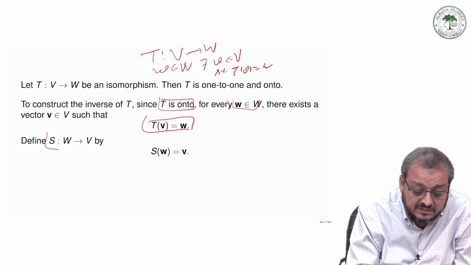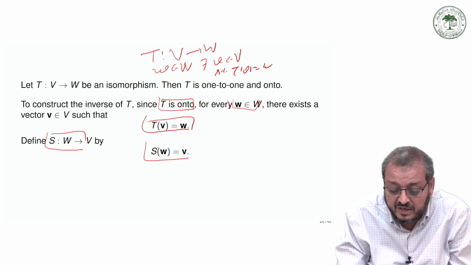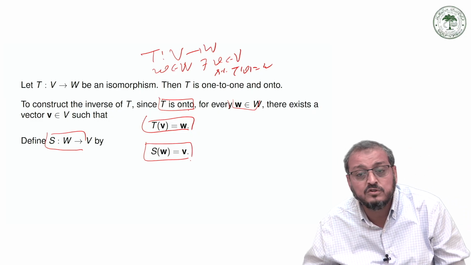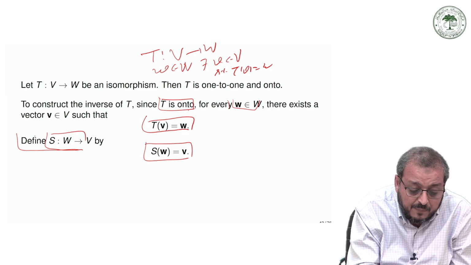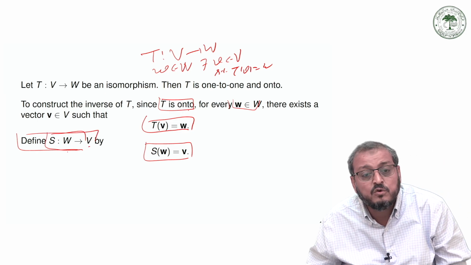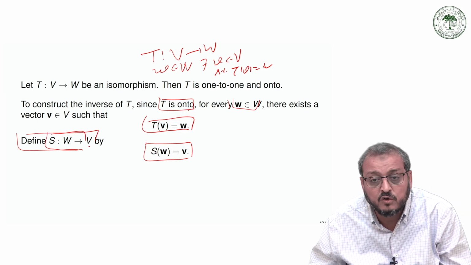Now we define S as another map, where S of W is equal to V. Okay, now we define this map S from W to V by S of W equal to V.